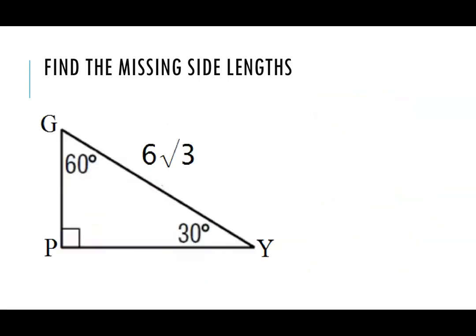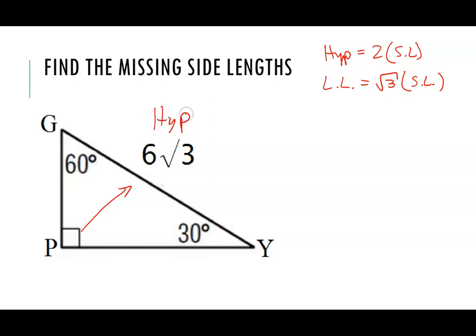Let's take a look at another example. Here we can see that we have a 30-60-90 triangle. In this example, we're going to have to use the other relationships: the hypotenuse is 2 times the short leg, and the long leg is square root of 3 times the short leg. Once again, we want to identify where the hypotenuse is. Across from the 90-degree angle tells us that 6 square root of 3 is the hypotenuse.